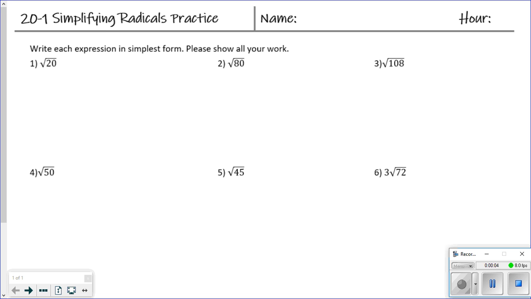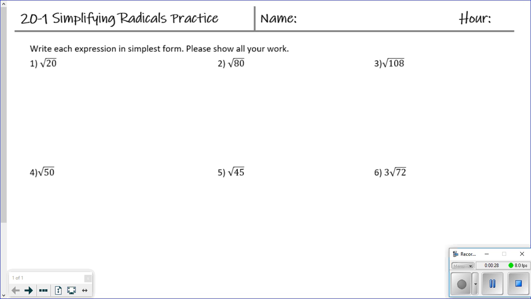20-1, Simplifying Radicals Practice. We are going to write each of these expressions in simplest form. Make sure you're showing all of your work. You can use Kami or you can write this out on a scrap piece of paper, notebook paper, whatever is easiest for you. Remember, we need to reduce these, but we're not just going to punch in the square root of 20 into our calculator.